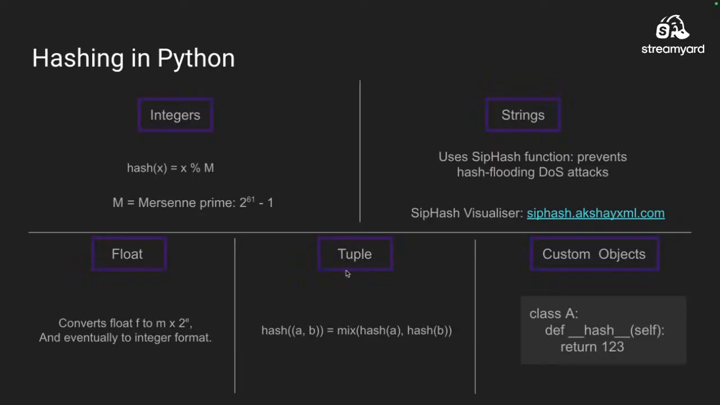And coming to tuple, which is basically a mix of different data types. It hashes all the different data types and then mixes them to find the final hash for the tuple.